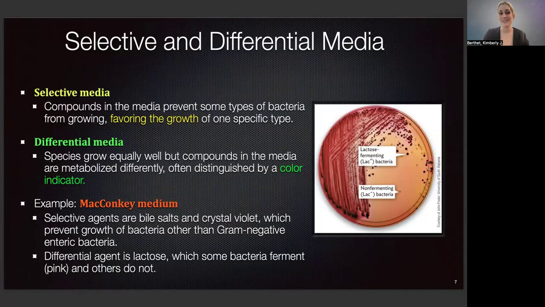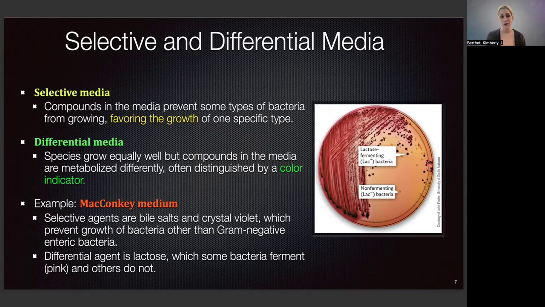Let's go ahead and talk about selective and differential media. So these are some great terms to know. Selective media allows for some microorganisms to grow while preventing other microorganisms from growing. Selective media can be compounded by using antibiotics in the media or chemicals that prevent the growth of microorganisms. So that allows the growth of some while preventing the growth of others. It's selecting for specific microorganisms to grow. On the other hand, we have differential media. Differential media allows for all organisms to grow, but we can determine the difference between the ones growing on the plate based off of unique metabolic changes.